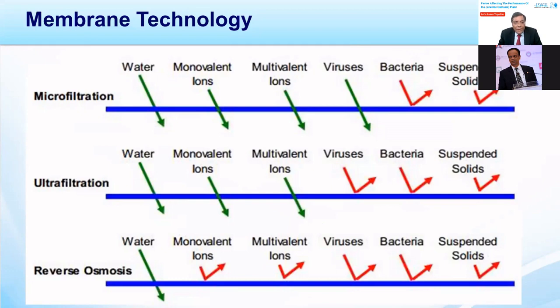Here you can see the rejection, which membrane rejects what in membrane technology. In the microfiltration membrane, water, monovalent, multivalent, divalent ions, and viruses pass through the membrane. As the pore size is bigger, they only remove, or do not allow to pass, bacteria and suspended solids. If you go for ultrafiltration membranes, they will also remove viruses, bacteria and suspended solids. RO membranes reject everything except water, because the water molecule is one of the smallest molecules, H2O, having a molecular weight of 18.